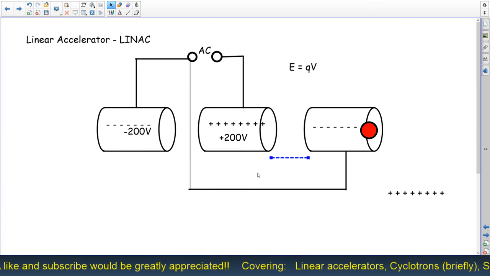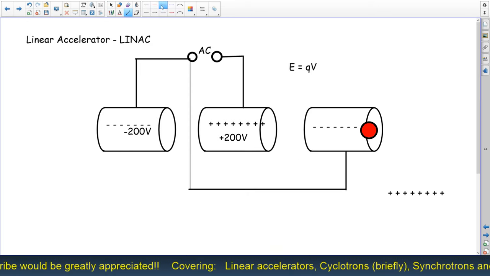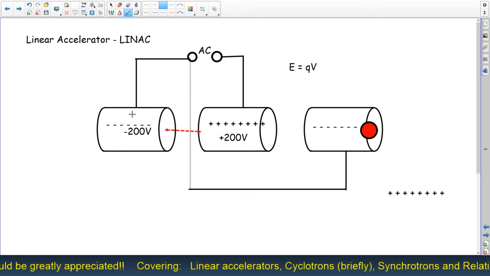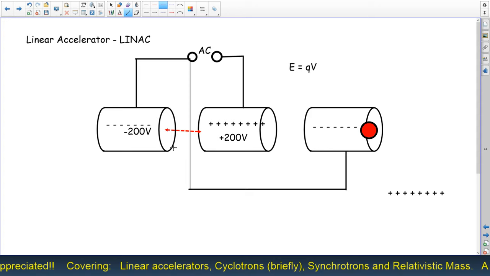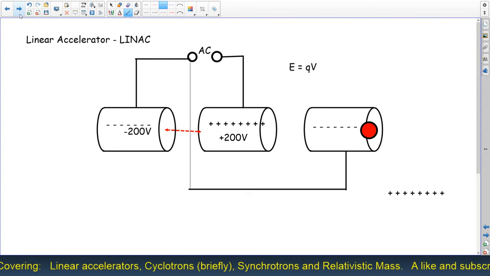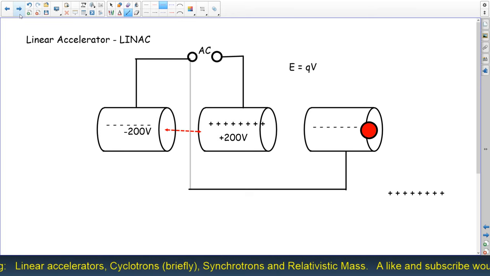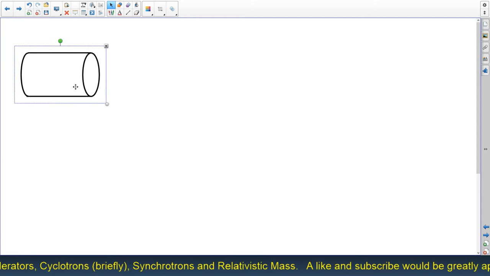So this is awesome. But why am I saying that it only accelerates across these gaps? Surely when it's inside the cylinder, it's accelerating also. Well, it's actually not. And in order to have a look at that, we're going to have a little look inside as we send our particle in.